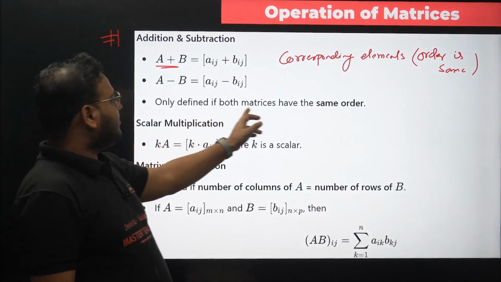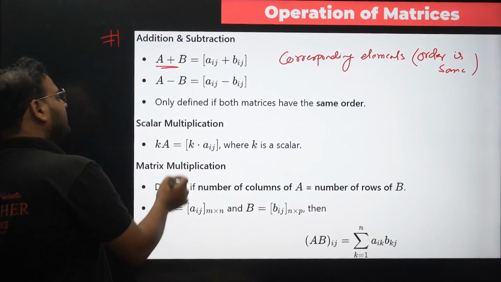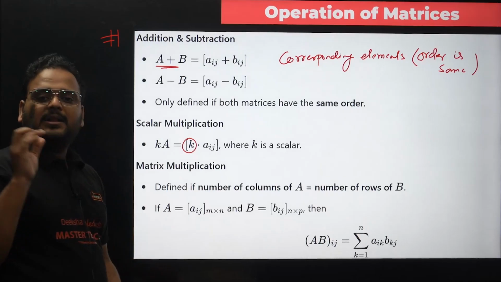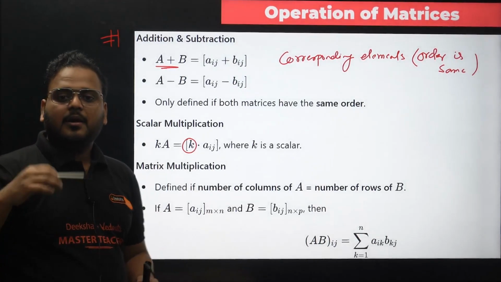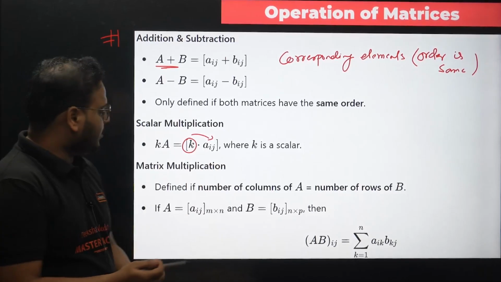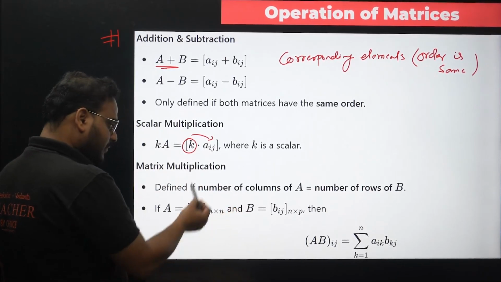Only defined if both matrices have the same order. I have already written that. Next is scalar multiplication. You can multiply a constant number. If you are asked to multiply a constant to the matrix, multiply that constant to every element Aij. Aij represents your element. Matrix multiplication, you have to go like this, rows to column.